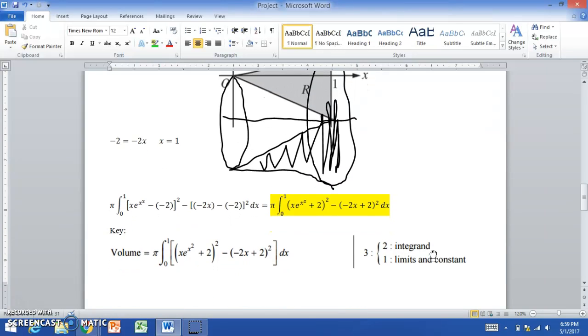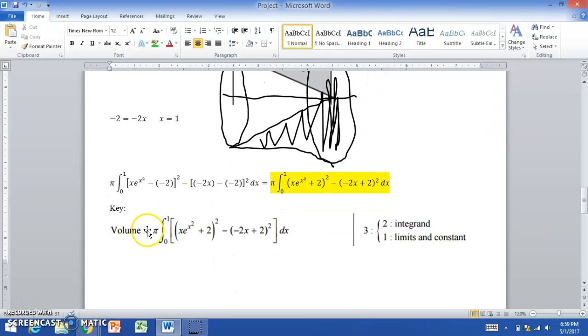This problem is also worth 3 points, writing 2 points for the integrands from 0 to 1, 1 point for the limits, that's the interval, and the constant pi.